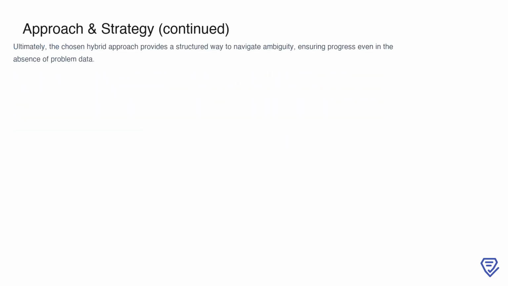Ultimately, the chosen hybrid approach offers a structured and logical way to navigate the ambiguity of a problem like LeetCode number 1917. By systematically combining insights from related problems with broad testing frameworks, we can ensure steady progress even in the absence of specific problem details. This strategy not only reduces uncertainty but also provides a reliable method for tackling similar challenges in the future. With this approach, we maintain a balance between exploring potential solutions and narrowing down the problem space efficiently, allowing us to work confidently despite the lack of concrete information.